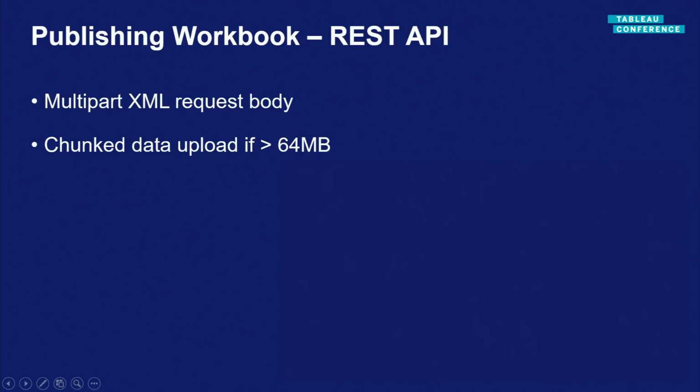The second challenge is if you have a workbook that's over 64 megabytes, you can't send that in one request because it's just too big. That means you have to chunk it into different parts and submit 64 megabytes at a time. So if you have like a 200 megabyte workbook, it's going to take a lot of requests to send this individually. Lastly, if you were to do this in Python, it takes over 300 lines of code just to publish. So let's take a look at what that looks like.